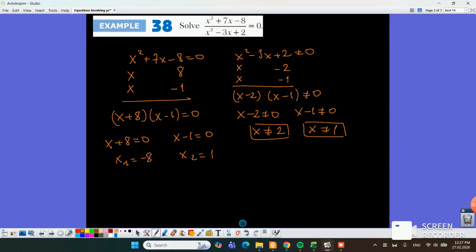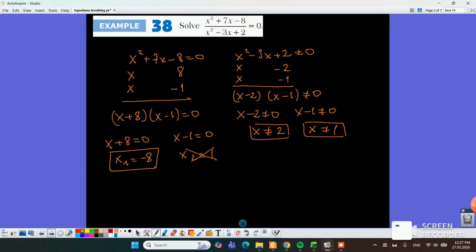Now I need to check if I have any common root with the denominator part. As you can see, we said here when we solved for the denominator, we said that x cannot be 1, and here we found again that x is 1. So this one cannot be our solution. So the only solution here is x is equal to minus 8.